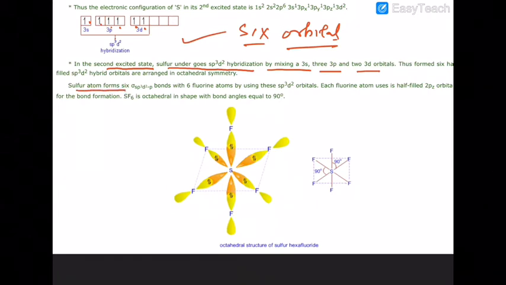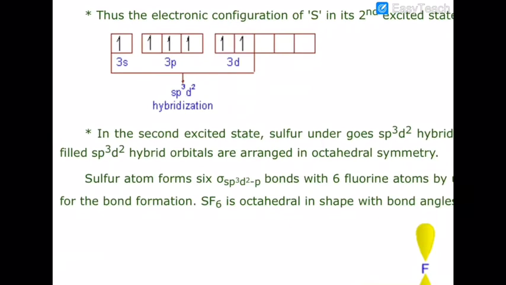Sulfur forms 6 sigma bonds with the fluorine atoms by using its hybrid orbitals. Each fluorine atom uses its 2pz orbital. So SF6 is octahedral in shape with each bond angle equal to what? With each bond angle equal to 90 degrees.